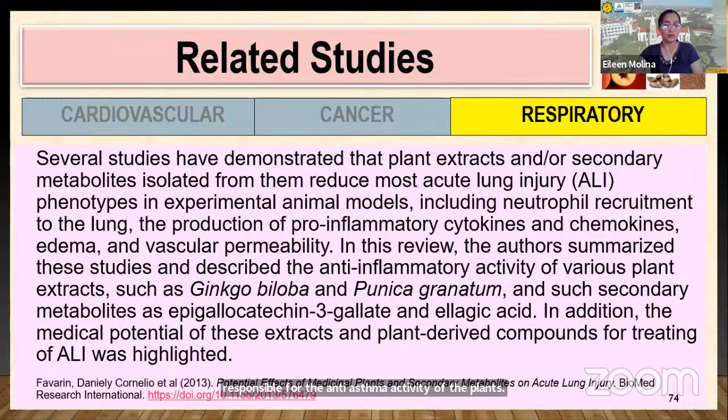Several studies have also been attributed to Ginkgo biloba. Ginkgo biloba is useful in reducing acute lung injury, or ALI.